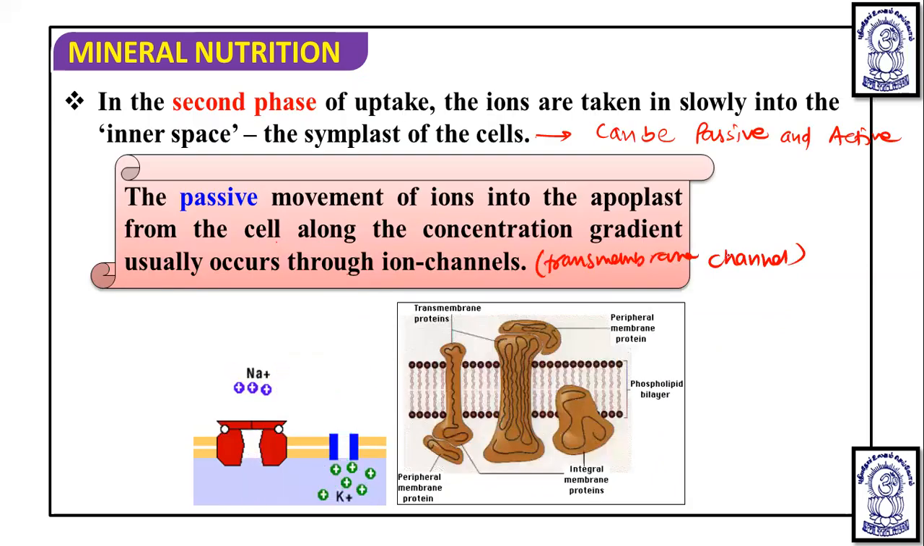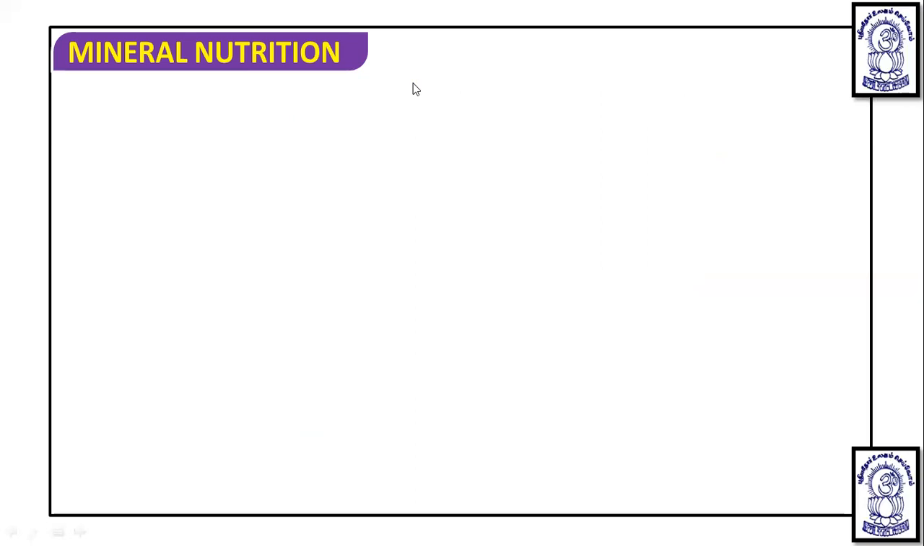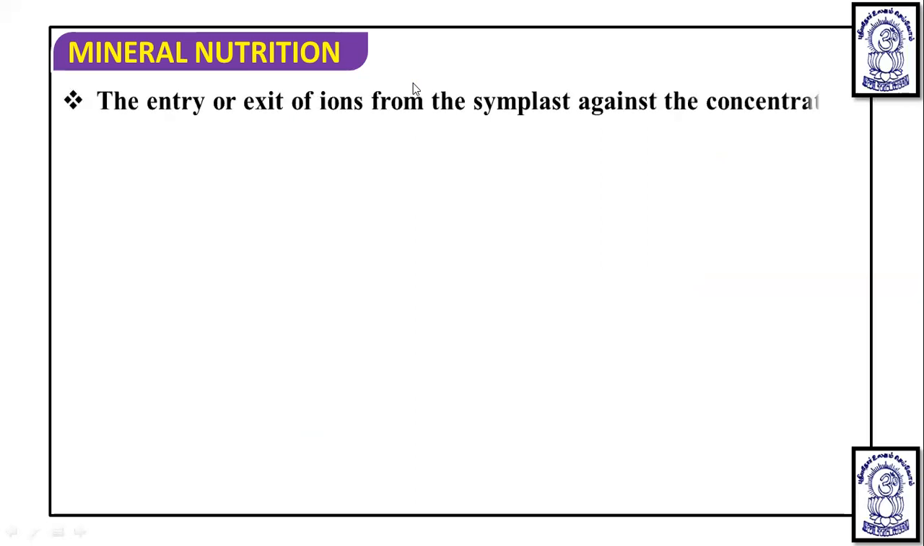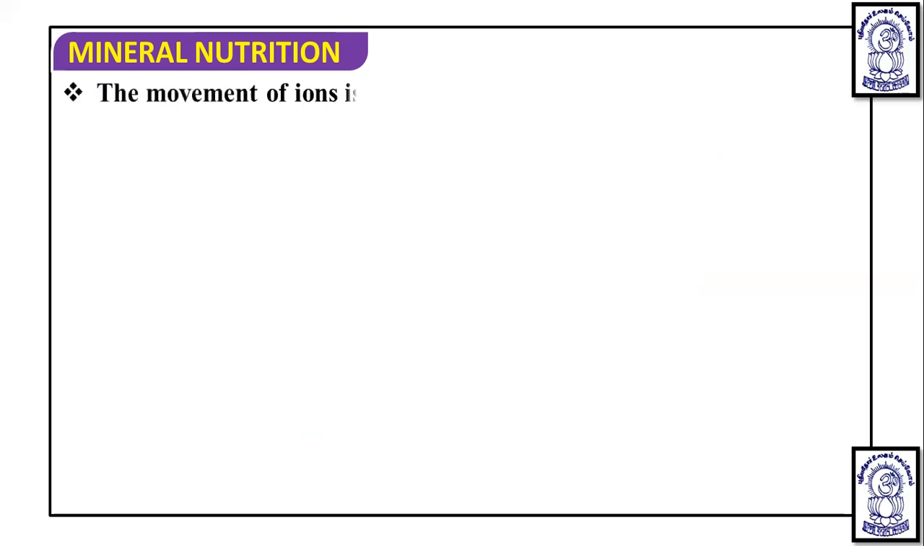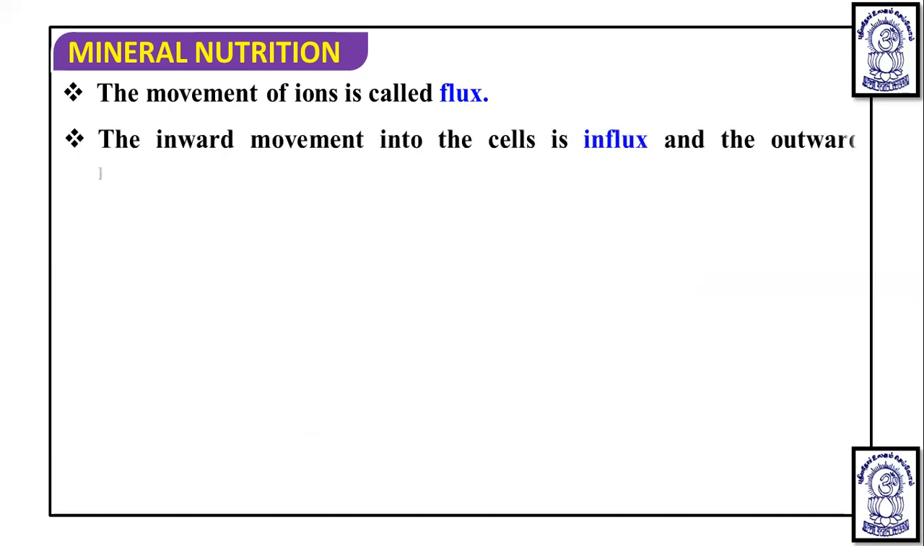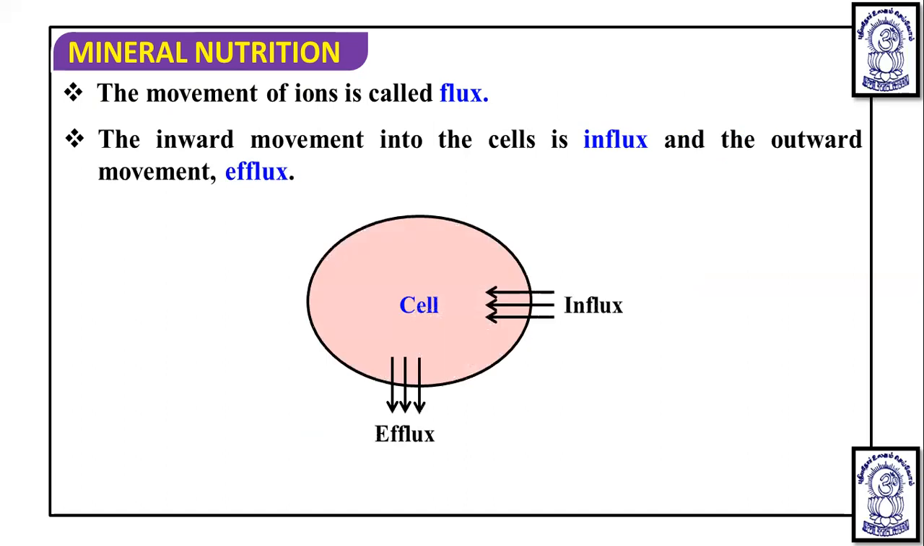So in the symplast, the second phase, ATP is required. The entry and exit of ions into the symplast against the concentration gradient requires expenditure of metabolic energy in the form of ATP, which is called an active process. The movement of ions is known as flux. If the inward movement of ions takes place into the cell, it is known as influx, and if the outward movement of ions occurs, it is known as efflux. You can see this is the movement of ions: K plus going inside is an influx, and K plus going outside is an efflux.